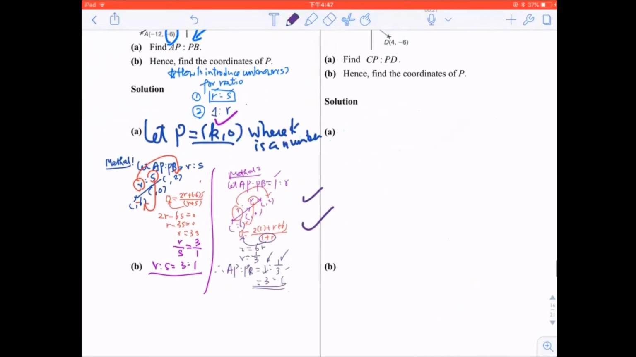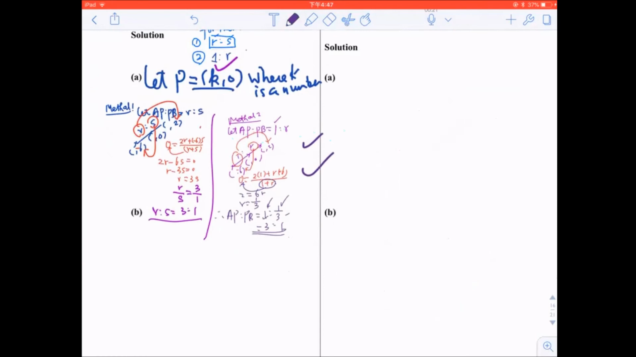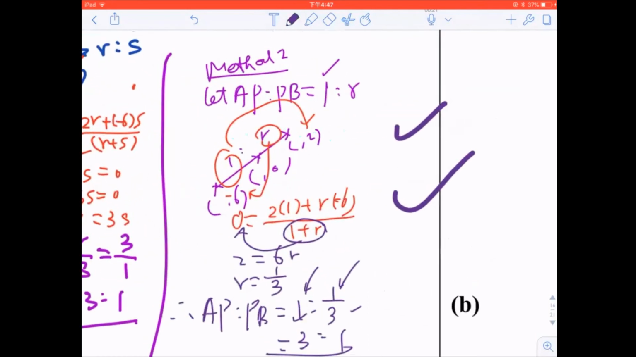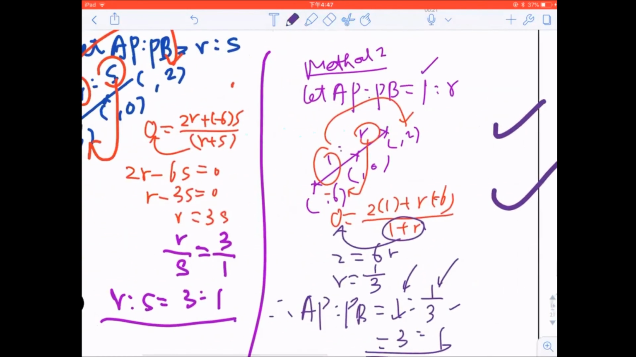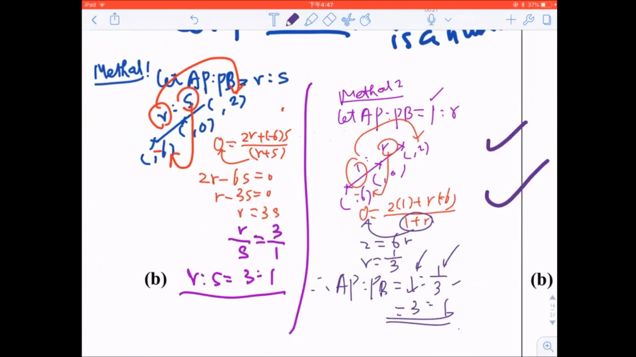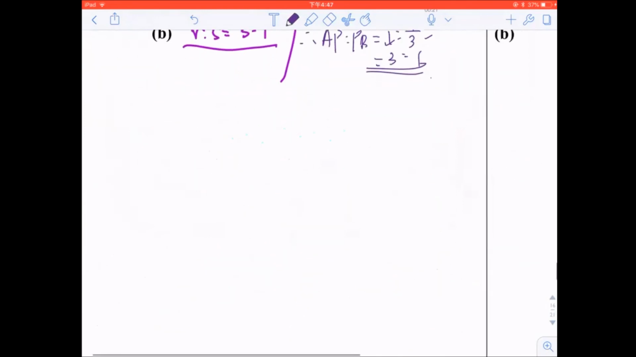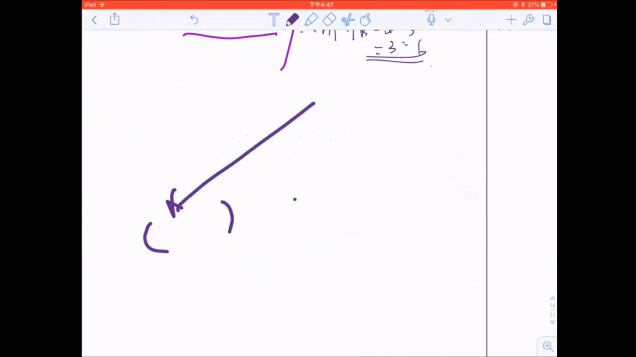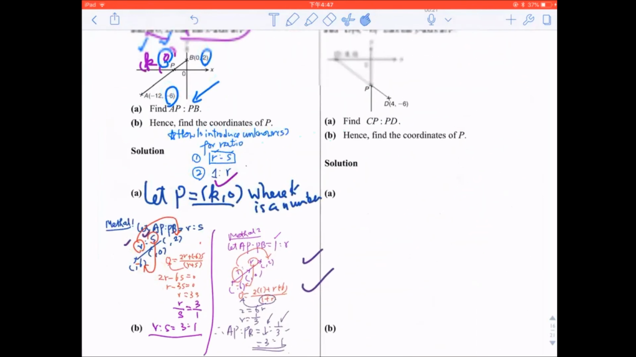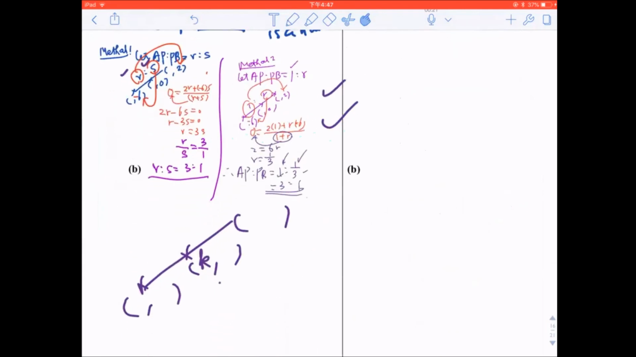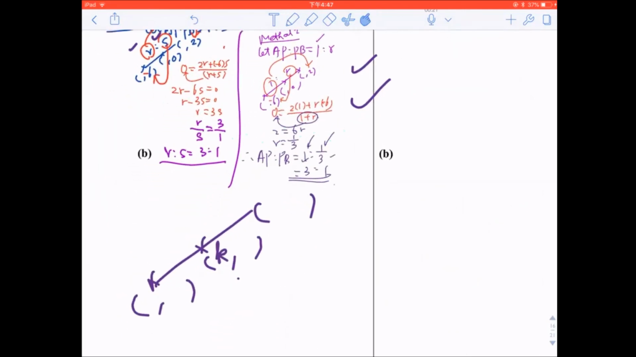Now, the answer for part B, I think, is easy, because I know that it's 3 to 1. Once you know that it's 3 to 1, you can easily handle the problem. Here is the A, the X coordinate is K, and this is the other point, let's copy it. What's that? It's 0 and negative 12.